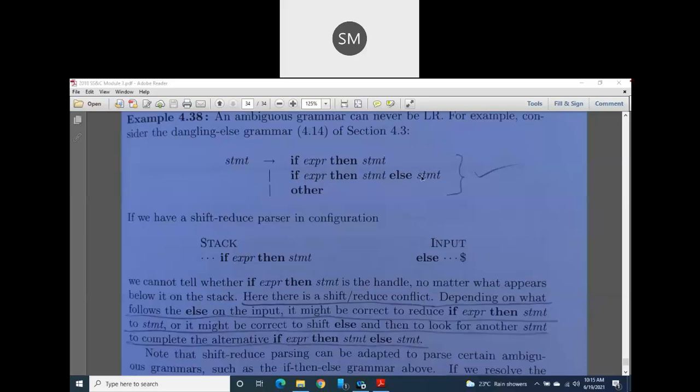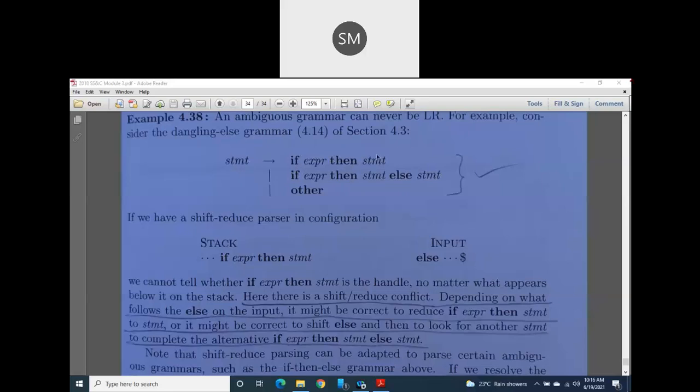Whether I have to shift else as well as a statement to the stack, or whether I should reduce if expression then statement to statement, because already in your stack you have if expression then statement, which is matching the RHS of your first production. You can reduce it to statement, but you have one or two more input strings which are going to match with your second production.